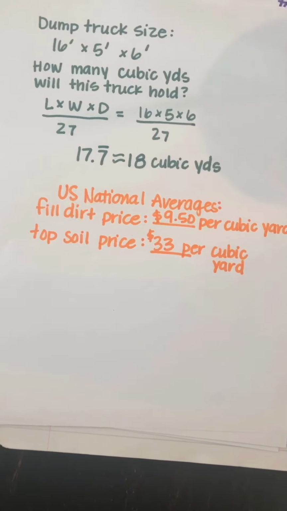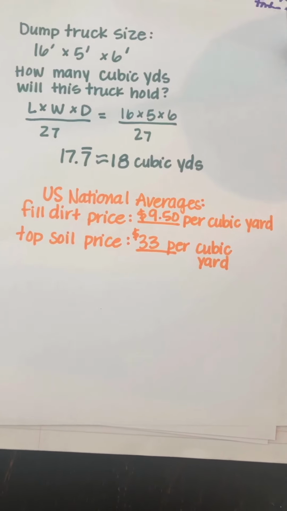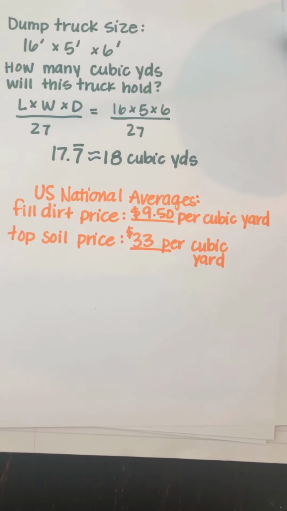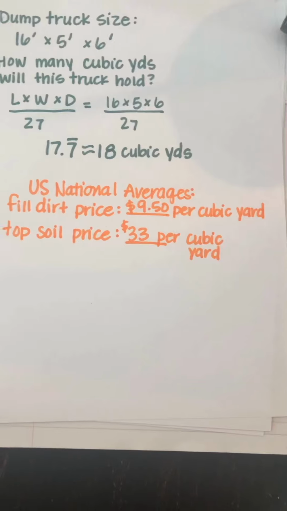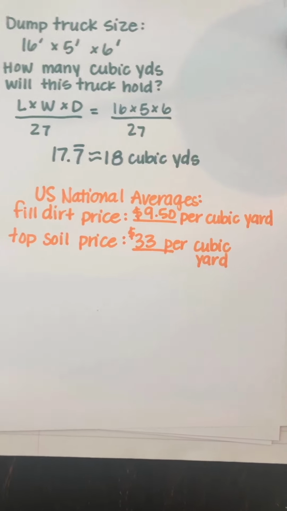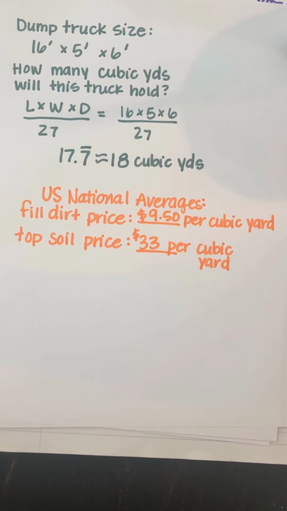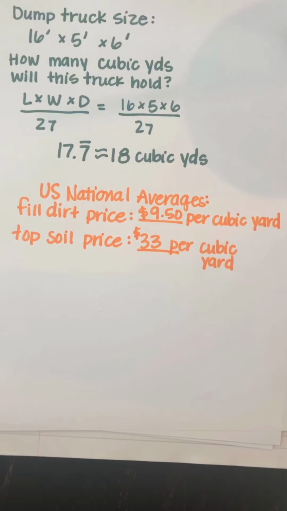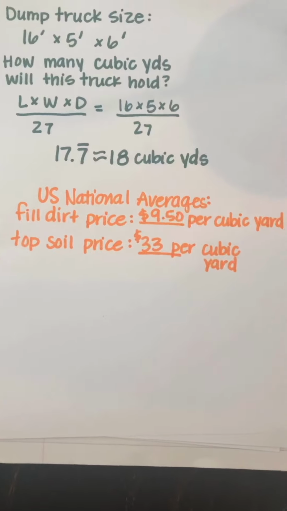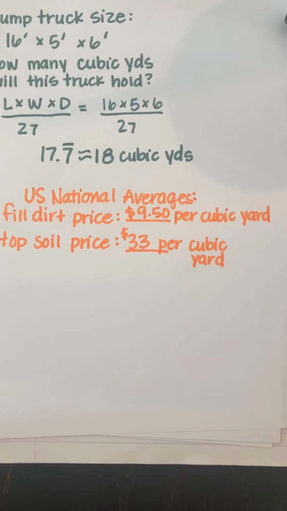These are the national averages for the 2 options we have. Fill dirt, which is kind of got red clay in it. It's what you see a lot of times at home building sites. It's not high quality soil. It's not gonna grow things really well like for a garden, but it's $9.50 per cubic yard. So that's really great because it's pretty inexpensive. And then topsoil, the average is about $33 per cubic yard. These are averages. So obviously you can find it cheaper and you can find it more expensive.